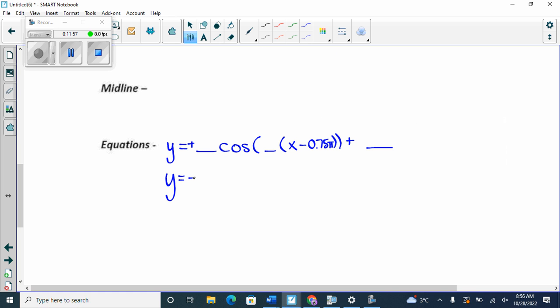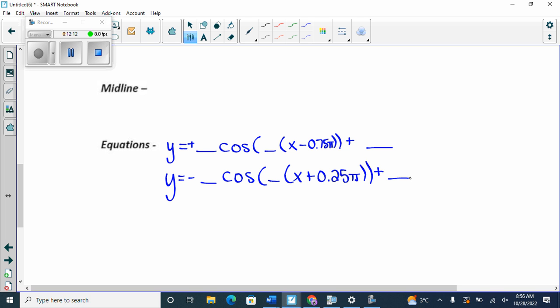So y equals negative cos x plus 0.25 pi. Okay, and then we're going to go to the next one.